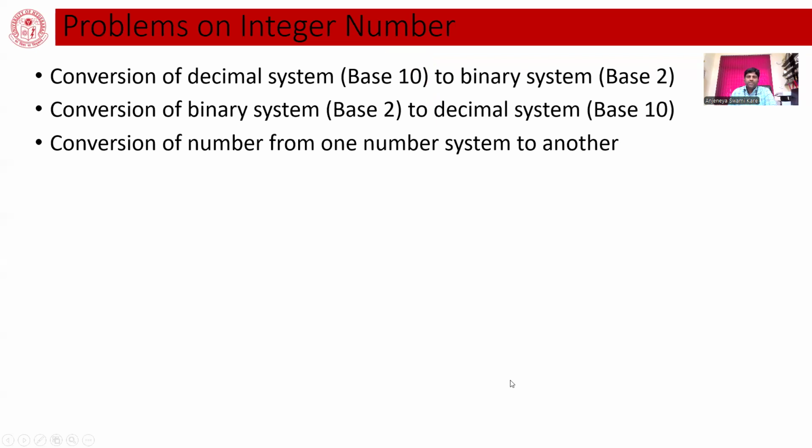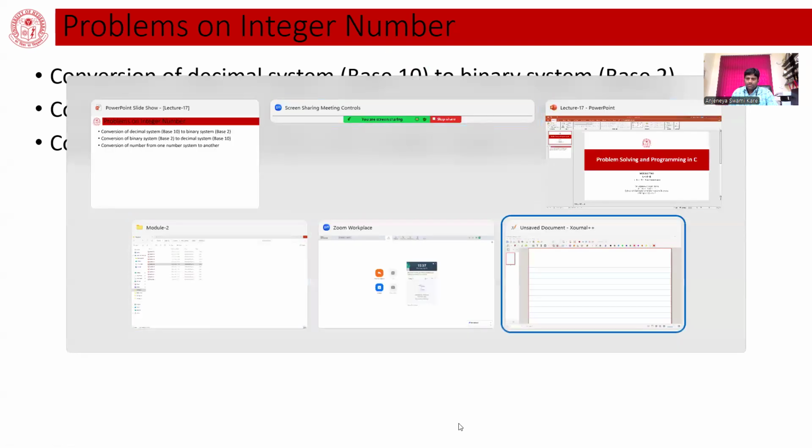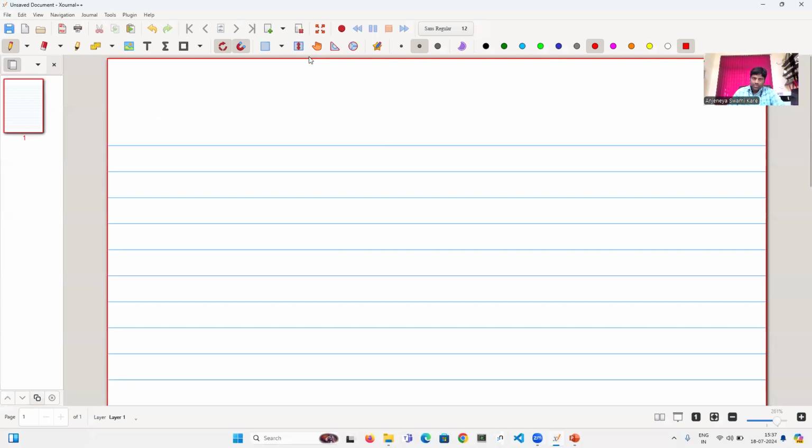So first we have three versions here. How to convert a decimal to binary, and then the next problem will be how to convert binary to decimal. And then we will generalize and ask how to convert from one number system to another number system. Let us go on. So we are talking about decimal to binary.